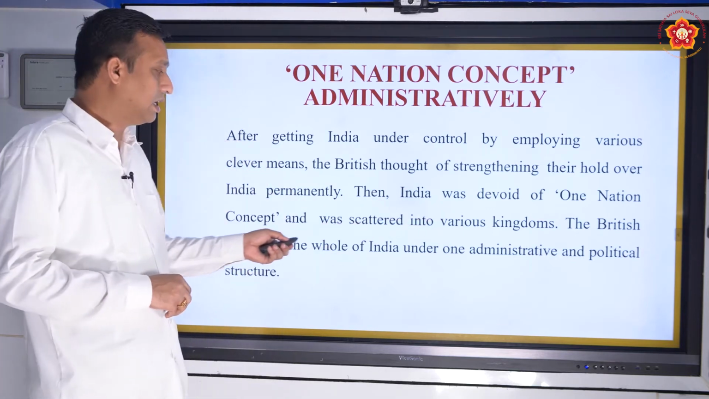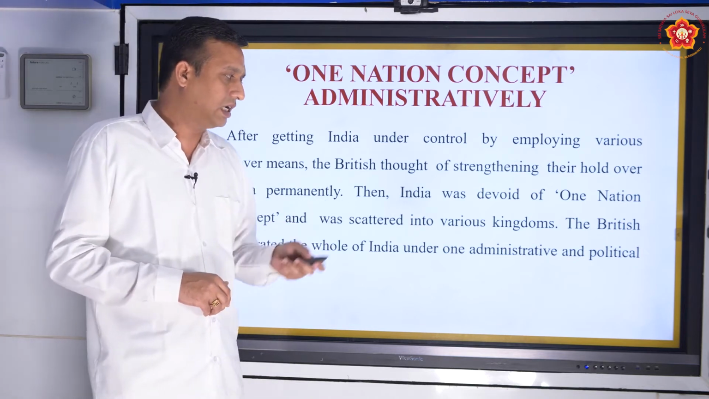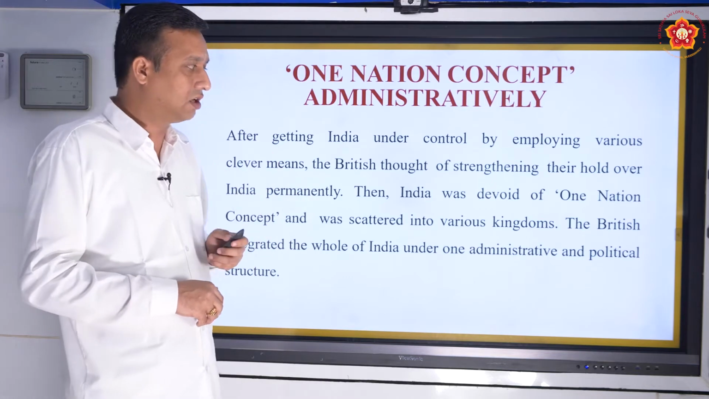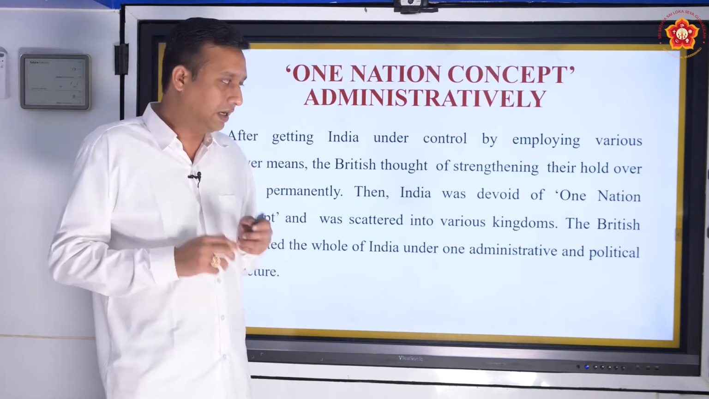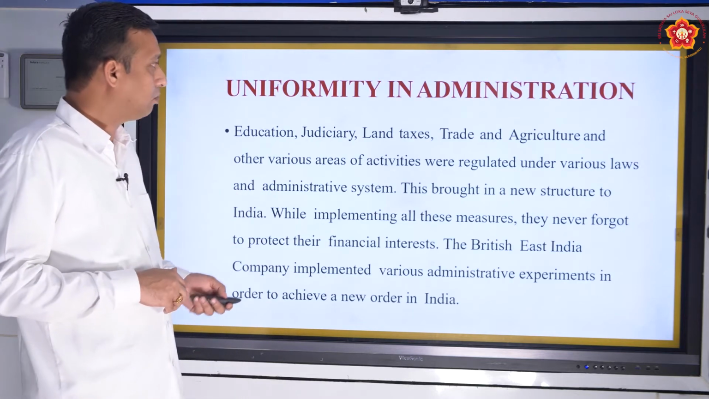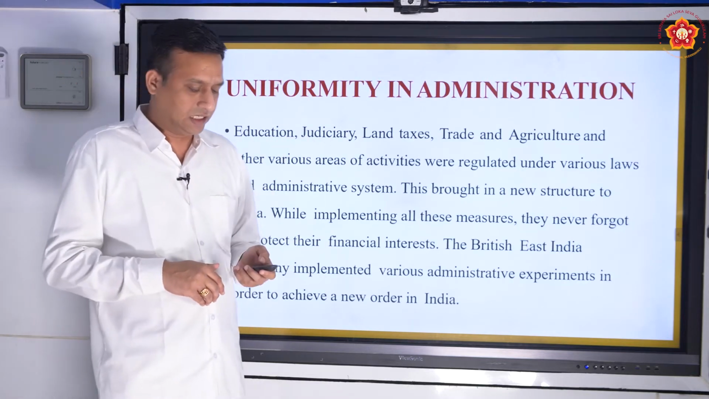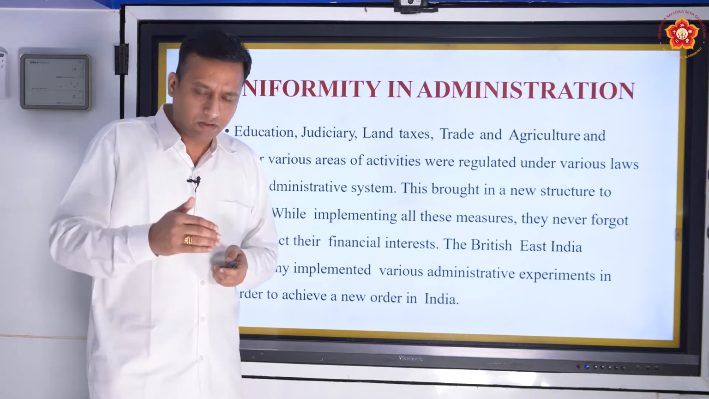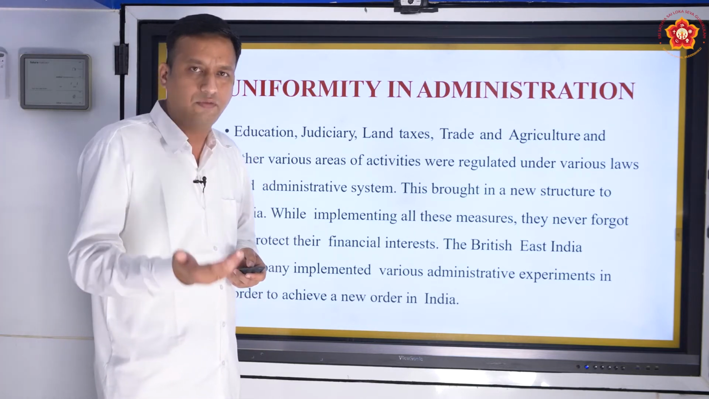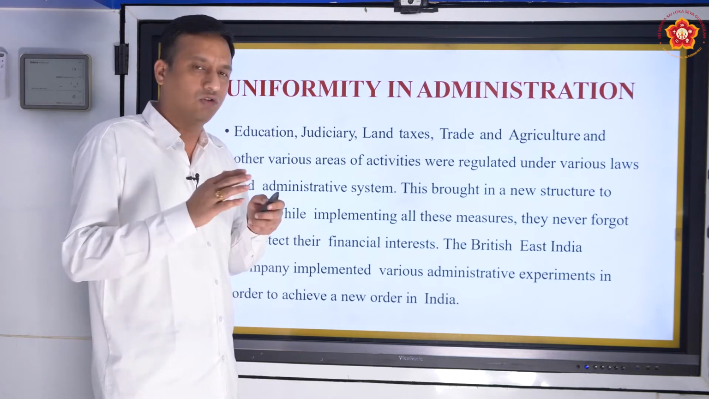The British integrated the whole of India under one administrative and political structure. So with their administrative setup, they brought this whole India under one political administrative structure. How did they bring this? Uniformity in administration, because earlier, as I told you, from one region to another the rules were different, because different rulers were there. They were having their own rules and regulations.